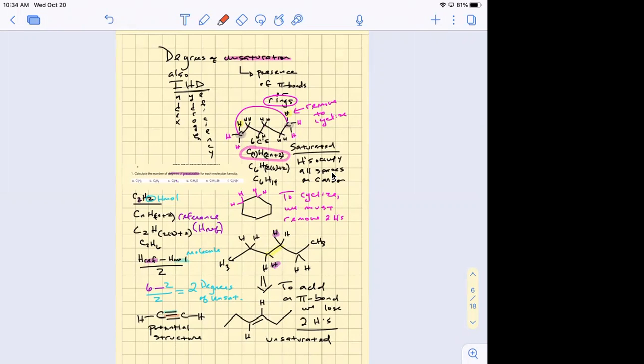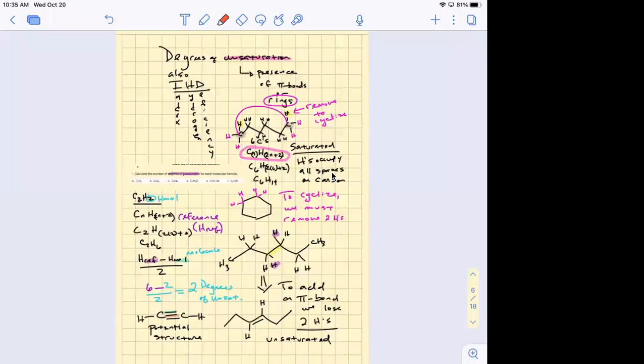Because it can be any combination of rings and pi bonds. Again, if the degrees of unsaturation is 2, then you can have 2 rings, 1 ring and 1 pi bond, or 2 pi bonds. And the more degrees of unsaturation you have, the more combinations you can come up with.